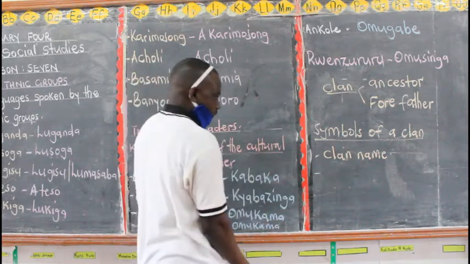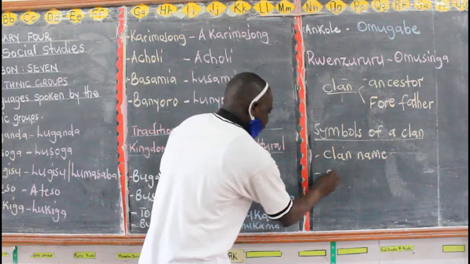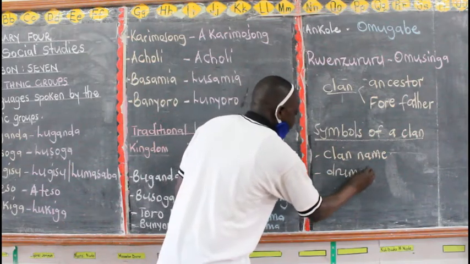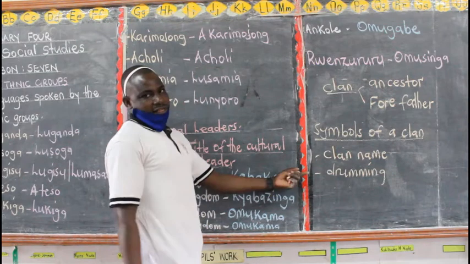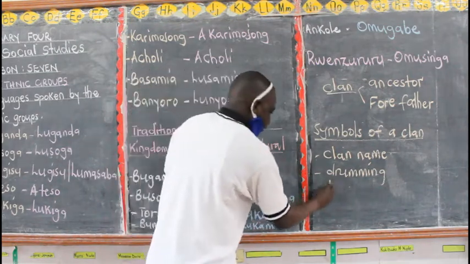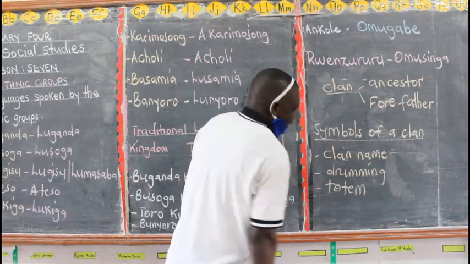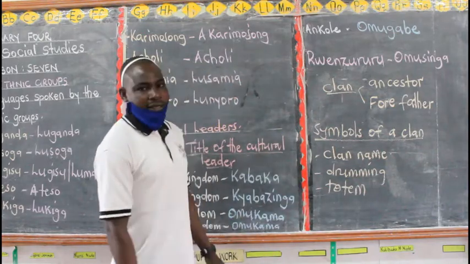We can also talk of the taboo, as also a symbol of a clan. Then what else can we give? We also have the totem. So these are some of the symbols of a clan.